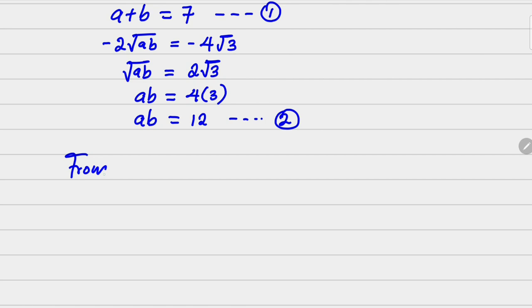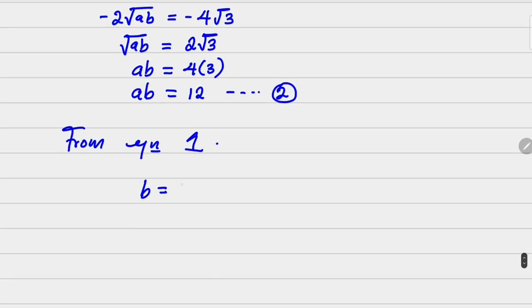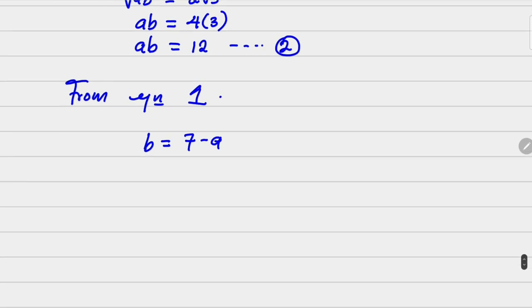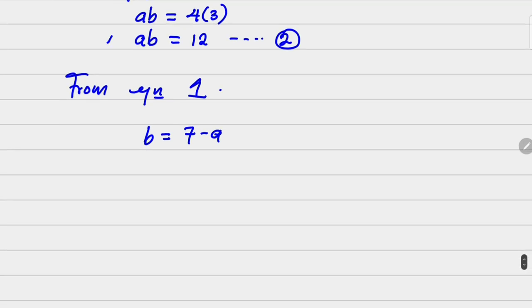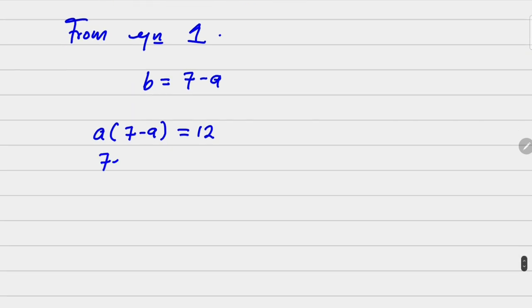Now, from equation 1, we can now see that b is equal to 7 minus a. Yeah, 7 minus a. Then we substitute in this equation so that anywhere I see b, this a times b now is going to be a times 7 minus a, which is equal to 12. Now, working it out, you have 7a minus a squared is equal to 12. Rearranging, you are going to have a squared minus 7a, then plus 12 is equal to 0.